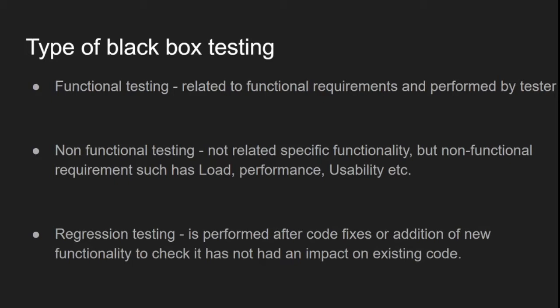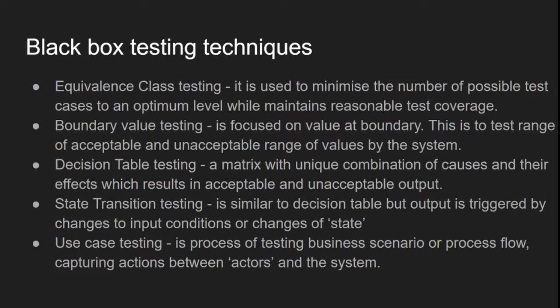Then there's boundary testing, which focuses on the boundary, which is to test the acceptable and unacceptable ranges of values by the system. So if you have, for example, a mortgage, where the minimum month is 60 and the maximum is 300, your lower boundary would be 60 and upper boundary would be 300. That would be acceptable, as well as in the middle you would try to make sure it works. And there would be a negative test, for example, 59 just below the lower boundary and 301 just above the higher boundary.